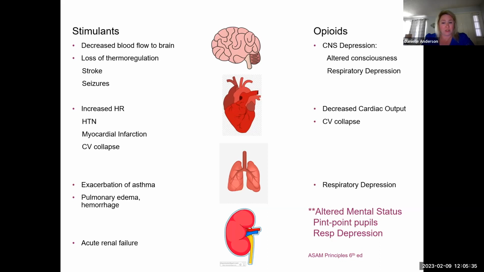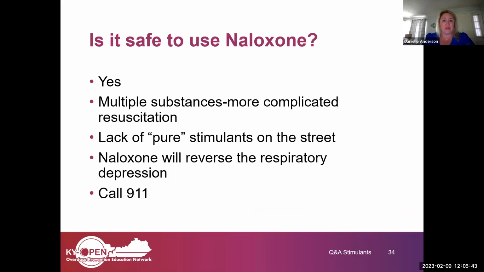The three things we talked about are altered mental status, pinpoint pupils, and respiratory depression as signs of an opioid overdose. So is it safe to use naloxone? Yes, but when multiple substances are involved in an overdose, that's a more complicated resuscitation. So we want to make sure that we call 911 right away.